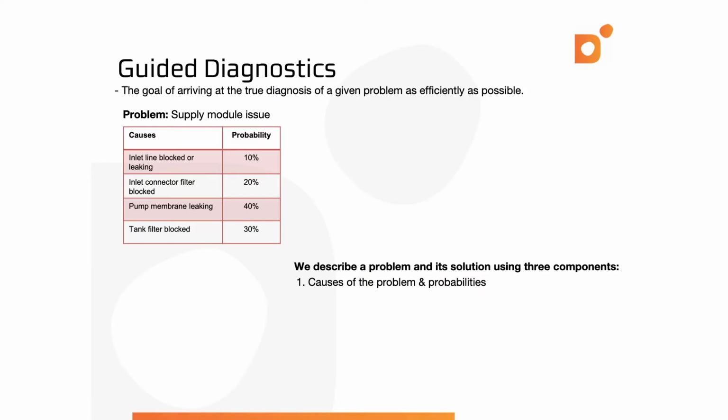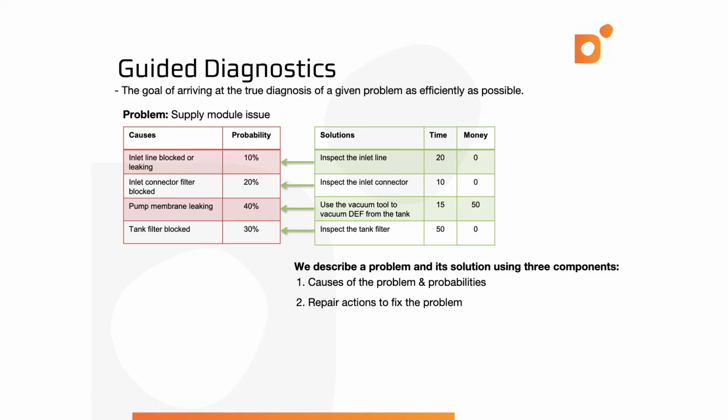But for any given problem, whether it's a material, equipment, service, whatever, in this example right now, we're talking about a supply module issue. The first step for any given problem solving is to identify what all of the root causes are. So right now we can see we have a list of root causes, but we also have a column called probability. So what is the initial probability of each of these causes?